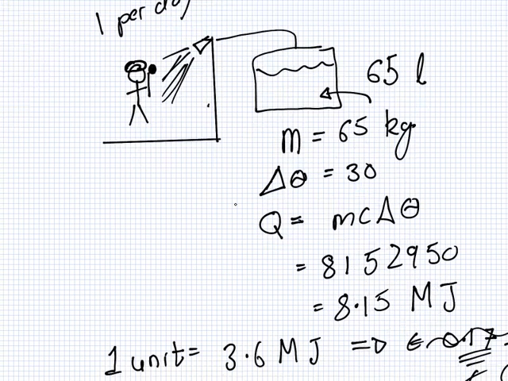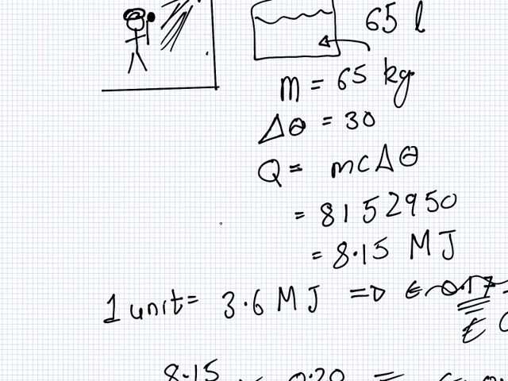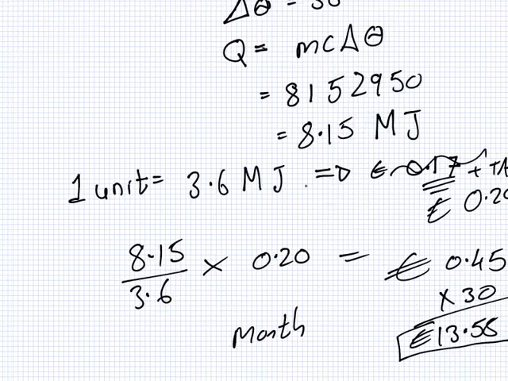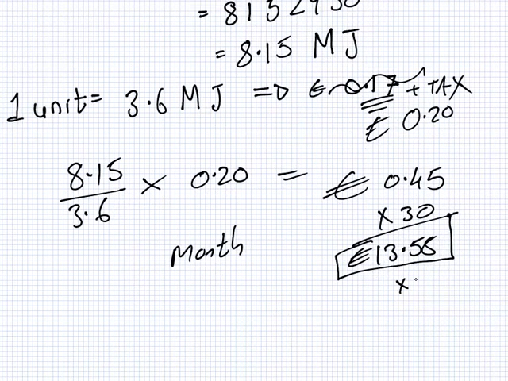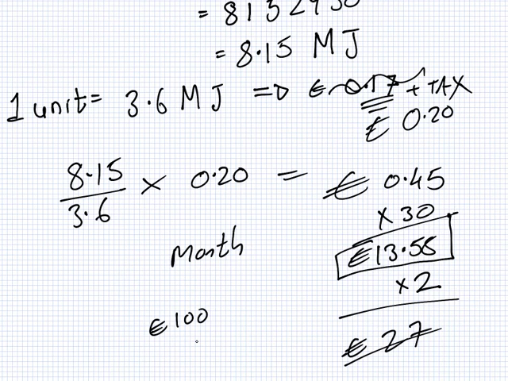No, because in Ireland, and in most places, it's how many joules of energy you use. It doesn't matter over what time you use it. I don't know, maybe I shower twice a day. Okay, well then multiply it by 2. So that's like 27 euros. So if you get an electricity bill of 100 euros, then 27 of it will be just from the shower.